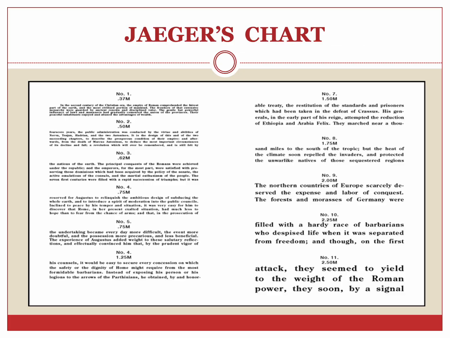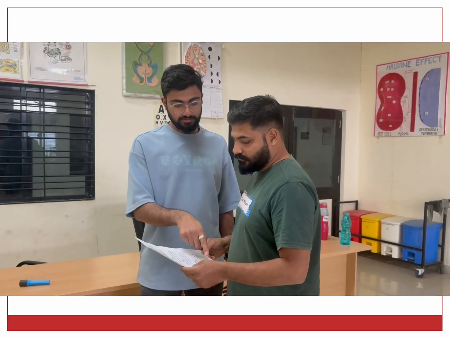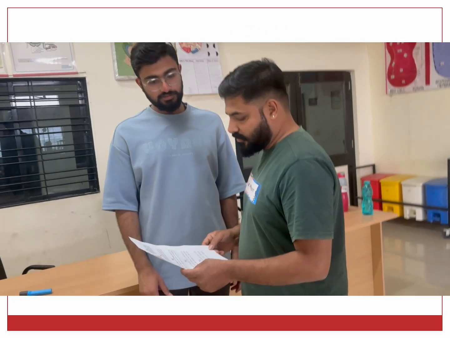Okay, so this is how a Jaeger's chart will look. The person has to start reading from the bigger size letters till the smaller size which he can read, and likewise will be the vision. If he can read only the number 11 paragraph of this chart, we will give him vision as J11. If he is able to read till number 7, we give him vision as J7. Okay, this is a video demonstrating how to check for near vision using Jaeger's chart.